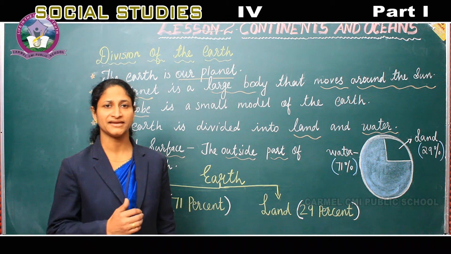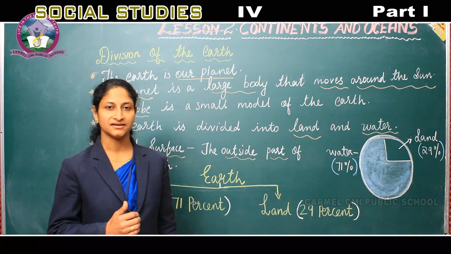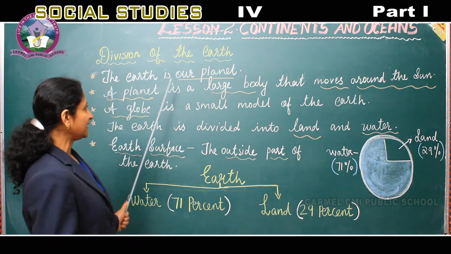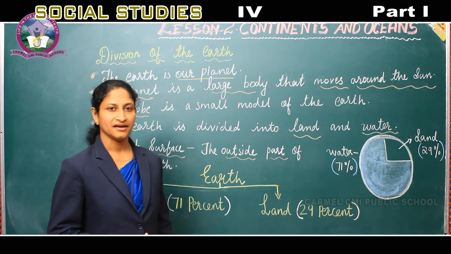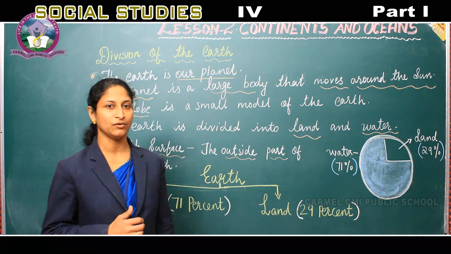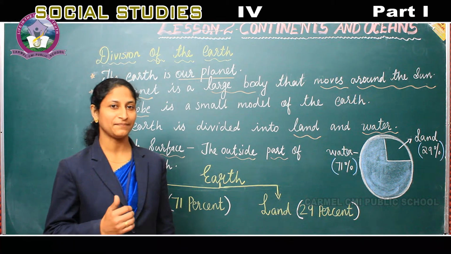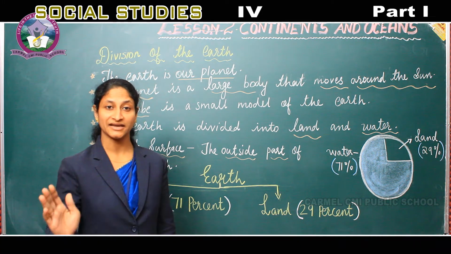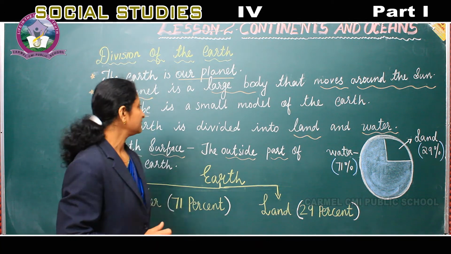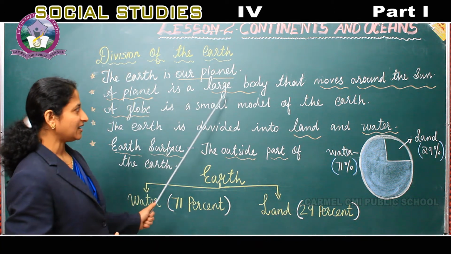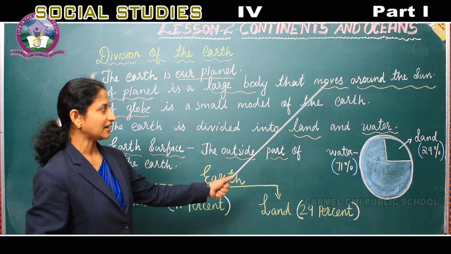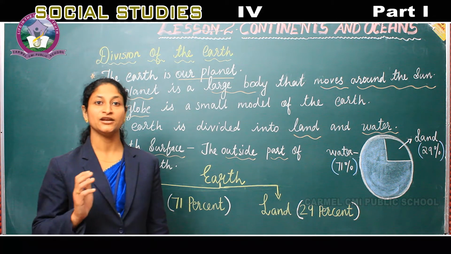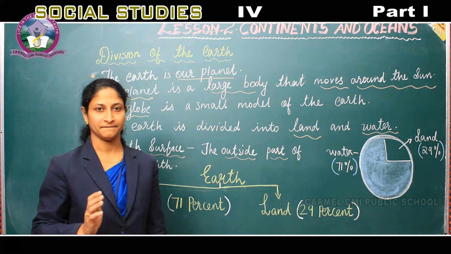Children, in which planet are we living? Earth. Earth is a beautiful planet. In the previous year, we have studied about planets. What is a planet? A planet is a large body that moves around the sun. So children, the Earth is a planet that moves around the sun.